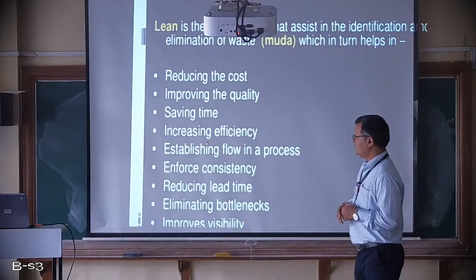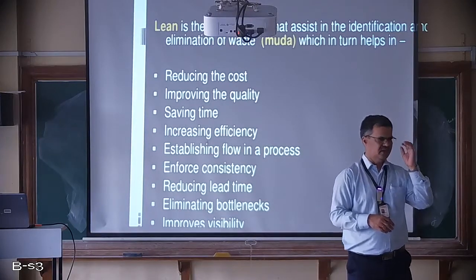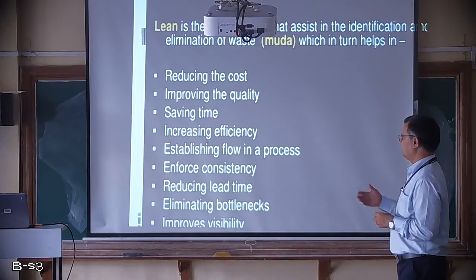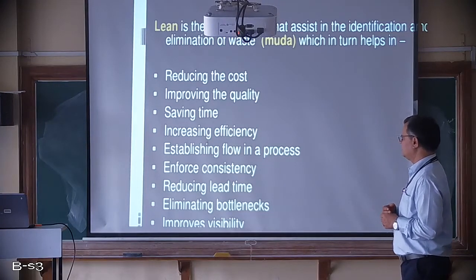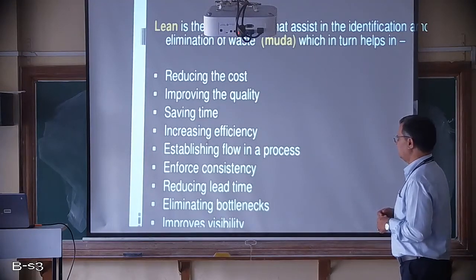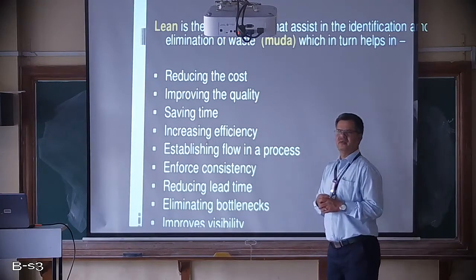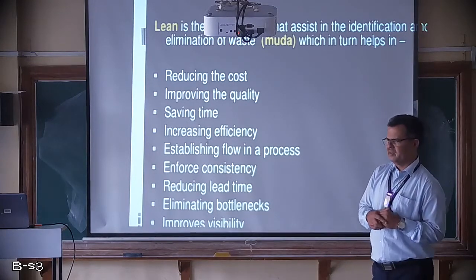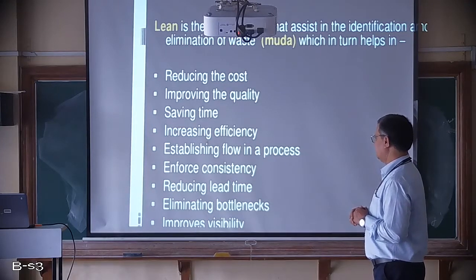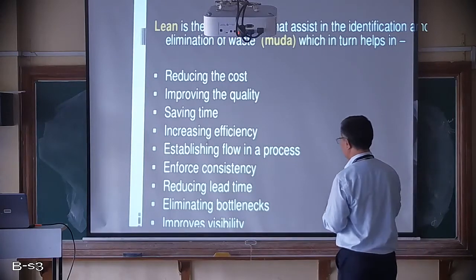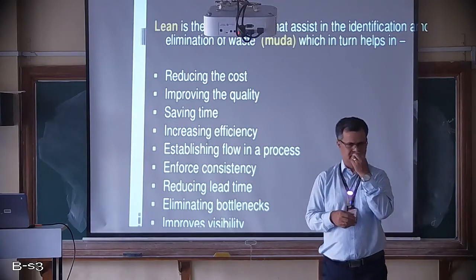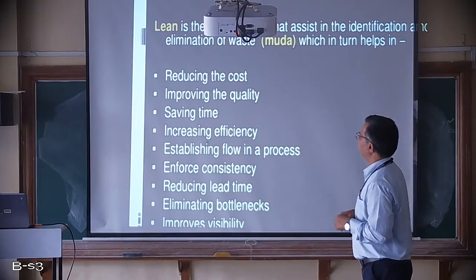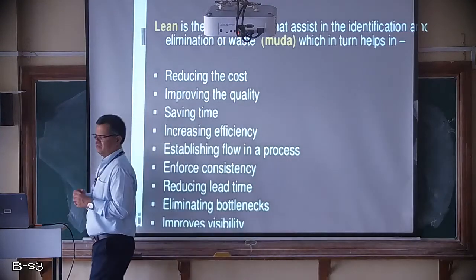Establishing flow in the process, no interruptions. Next, enforce consistency. There won't be quality defective parts coming out, so there will be consistency in quality, enforcing consistency of production as well as quality. Reducing lead time: by differentiating value added activities and non value added activities, and removing all non value added activities, we can reduce lead time also. Eliminating bottlenecks. Normally, bottlenecks interrupt production and cause loss. Next, improves the visibility, transparency in manufacturing. Those are the advantages of using lean by identifying and eliminating waste.